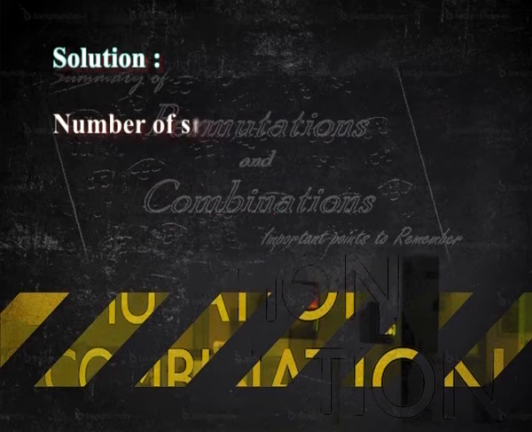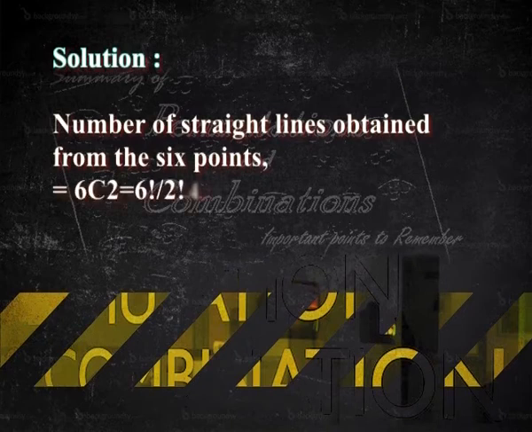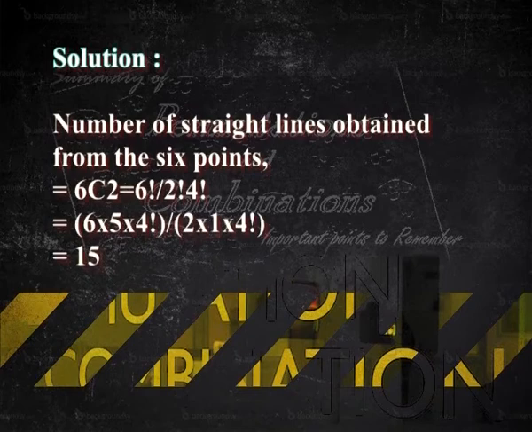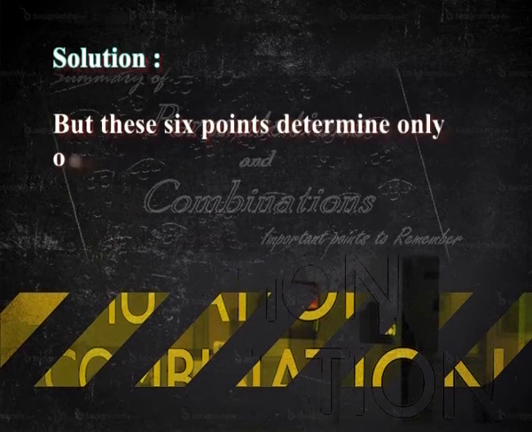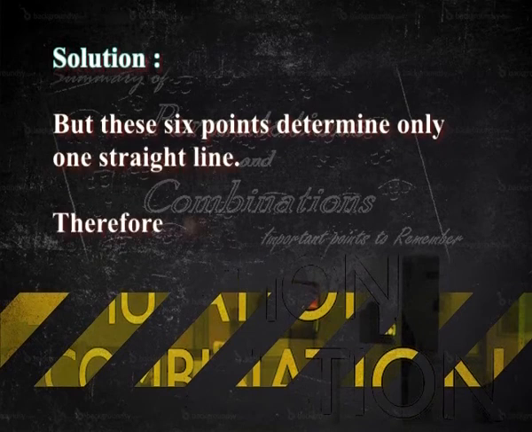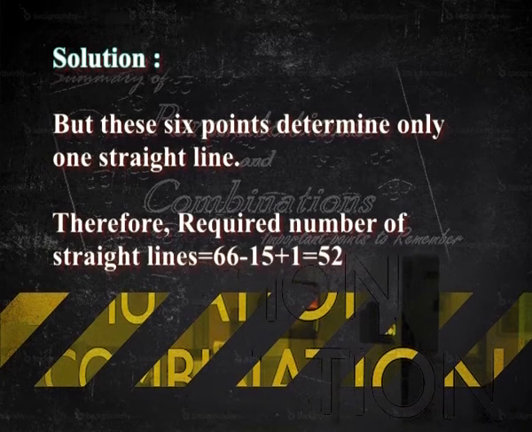Now, the number of straight lines obtained from 6 points is equal to 6 choose 2, which is equal to 6 factorial divided by 2 factorial into 4 factorial, which is equal to 6 into 5 into 4 factorial divided by 2 into 1 into 4 factorial, which is equal to 15. But these 6 points determine only one straight line. Therefore, the required number of straight lines will be 66 minus 15 plus 1, which is equal to 52.